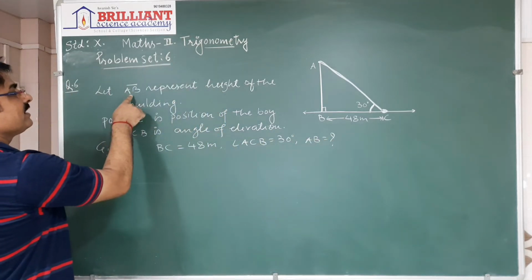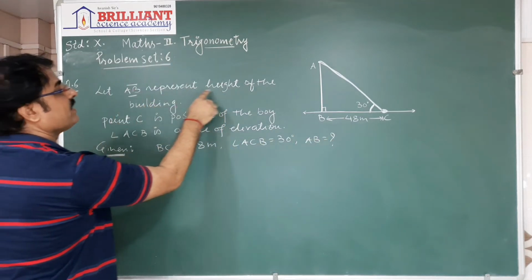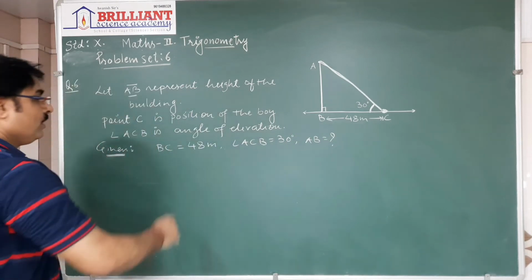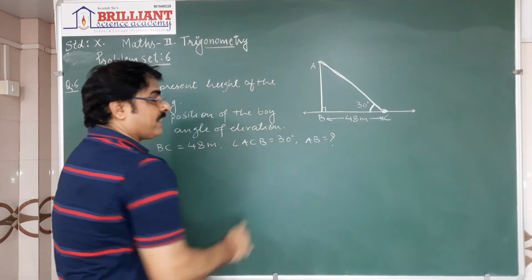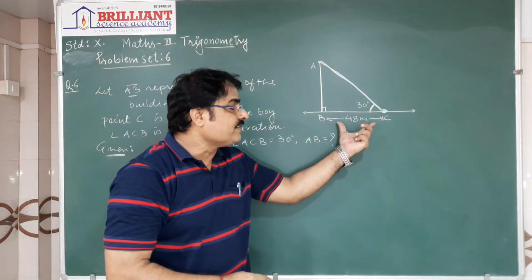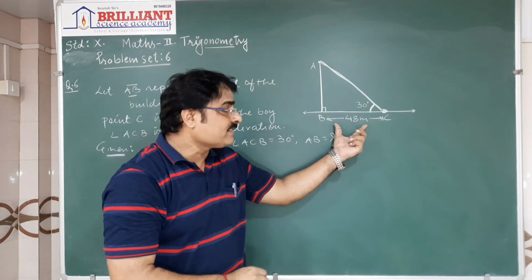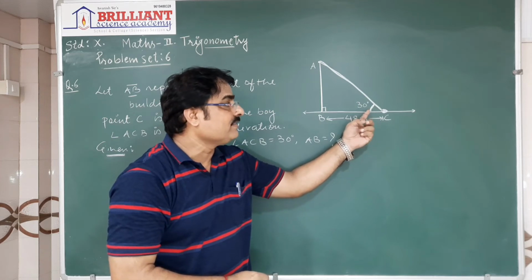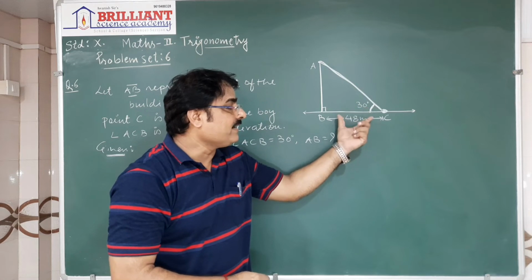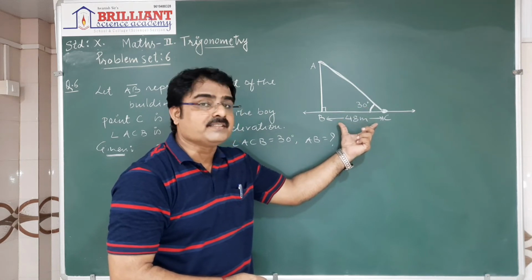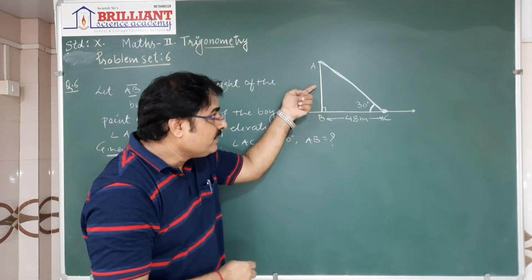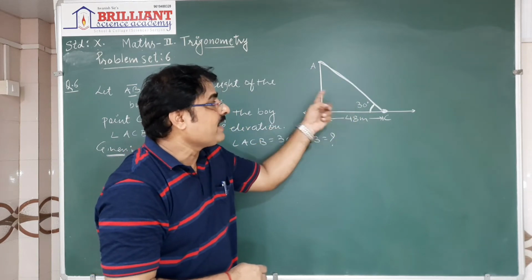यहाँ लिखा है segment AB represent height of the building. Now in this right angle triangle, this side BC is adjacent side of angle 30 degree. आपको दिख रहा होगा, this angle is 30 degree and its adjacent side is BC, and we will find AB, and you know this AB is opposite side of 30 degree.